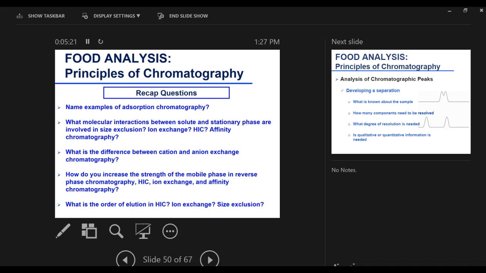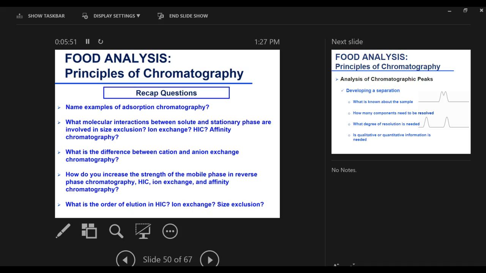What molecular interaction between solute and stationary phase is involved in size exclusion? None. Size exclusion, none. It's separation based on size. Ion exchange? Will, more enthusiastically? Electrostatic. Yes. Hydrophobic interaction chromatography?